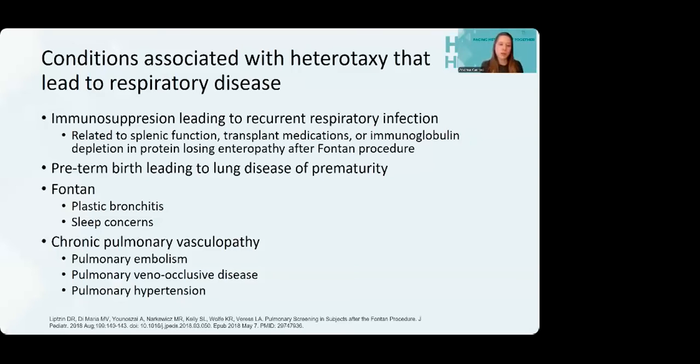Many of our patients with complex congenital heart disease are born preterm, and we know that preterm birth in and of itself can be associated with lung disease. Many of them have Fontan physiology, single ventricle physiology, and we know that patients with Fontans can have plastic bronchitis, which can be quite frightening. And in general, they seem to have more sleep issues. And then lastly, we know that kids with congenital heart disease, including heterotaxy, can have associated pulmonary vasculopathies that need to be addressed separately with the team.